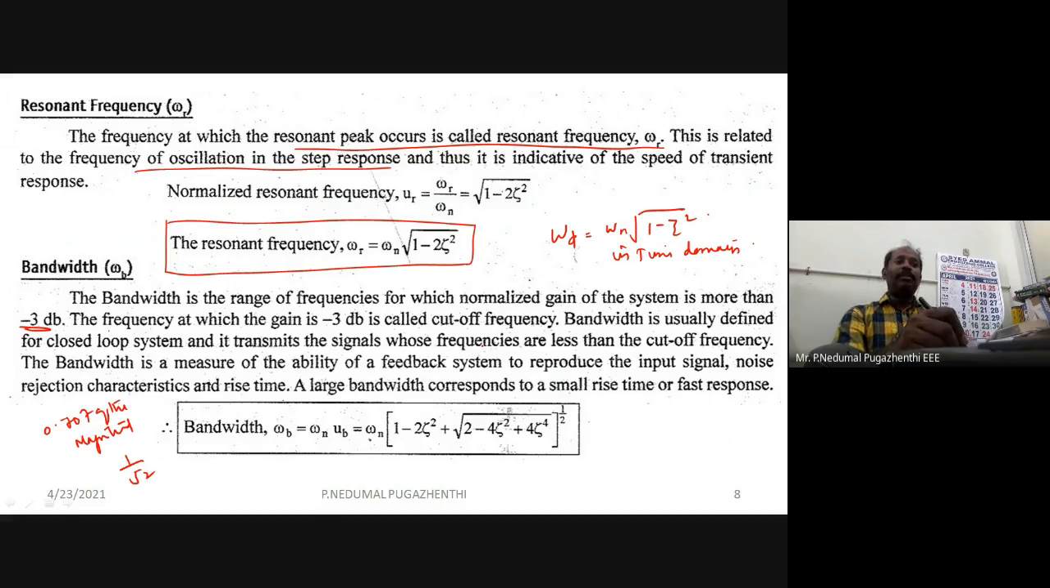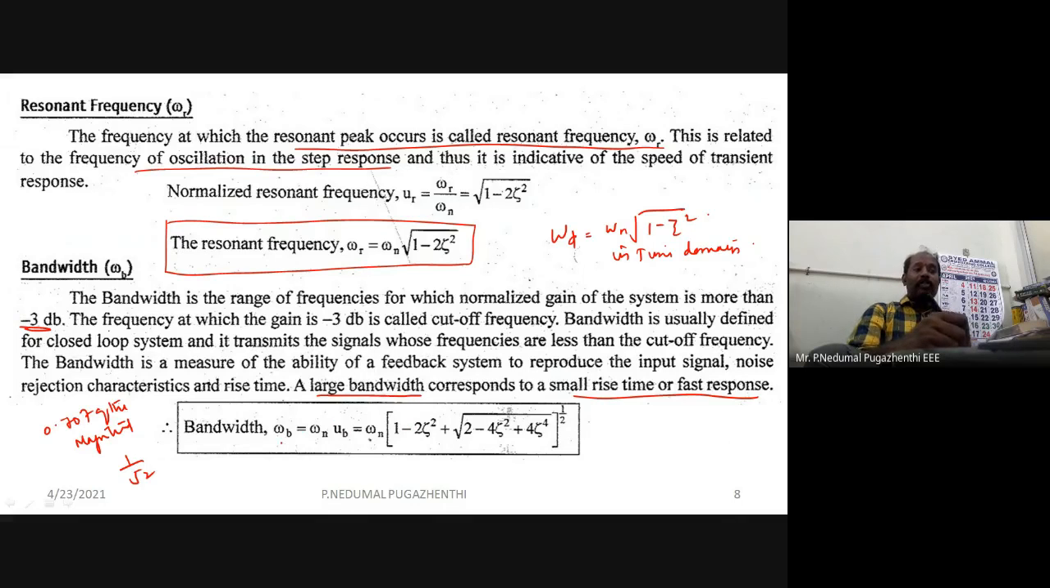So this bandwidth is usually defined for a closed loop system. It passes the signals whose frequencies are less than the cutoff frequency. So the bandwidth is again a measure of the ability of the feedback system to reproduce the input signal, and we can obtain the noise rejection characteristics and rise time, etc. The bandwidth of the system should be large to get a small rise time or a faster response. So it is advisable to have a larger bandwidth for a given system.